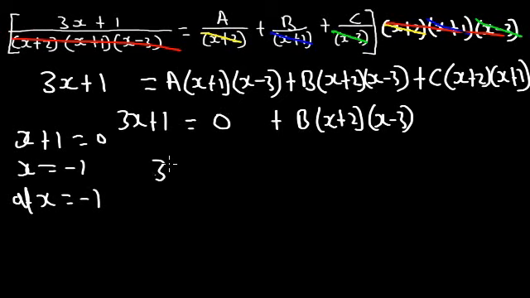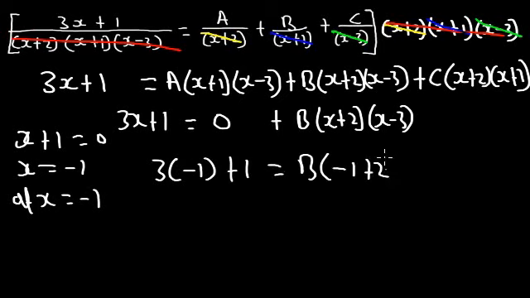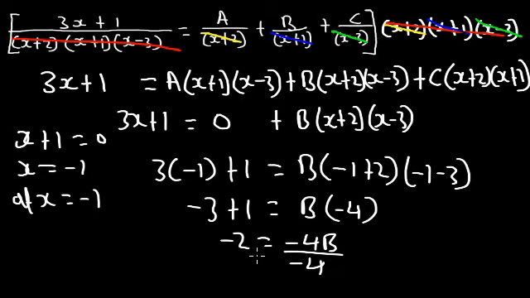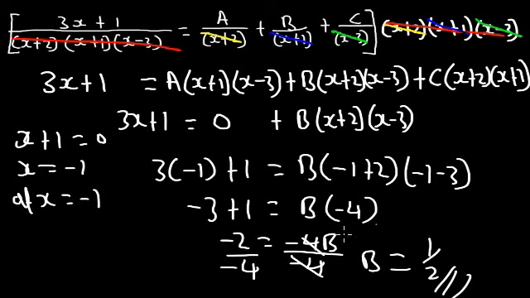So since x is minus 1, we have 3 multiplied by negative 1 plus 1 equals b multiplied by negative 1 plus 2, then multiplied by negative 1, negative 3. 3 multiplied by negative 1 is negative 3 plus 1 equals negative 1 plus 2, that's b, then multiplied by negative 1, negative 3, that's negative 4. Negative 3 plus 1, that's negative 2 equals b multiplied by negative 4, that's negative 4b. Dividing 2 by negative 4, b equals to 1 over 2. And that is the answer to b.